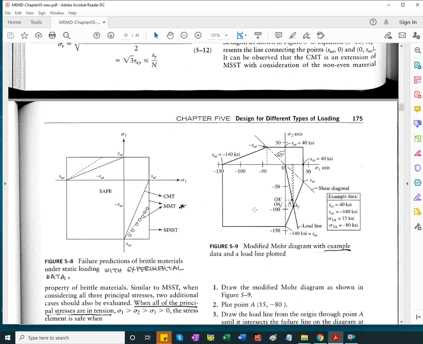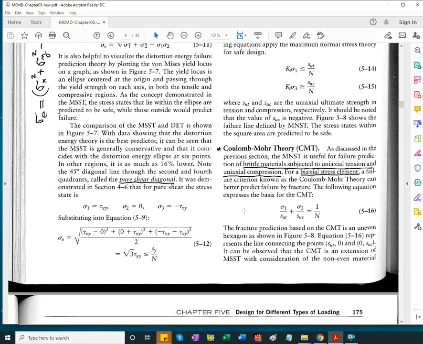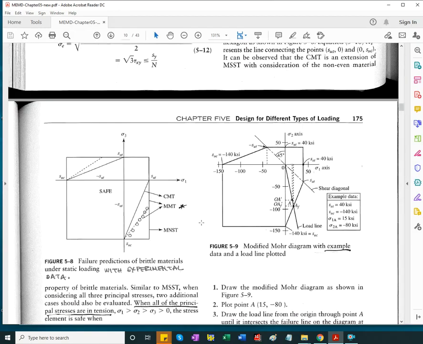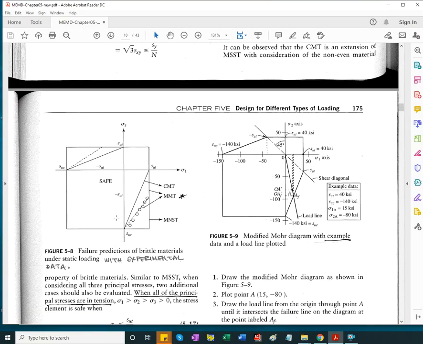The boundary of the maximum normal stress theory in the sigma 1, sigma 3 coordinates is going to be this square, and failure occurs when you have a combination of sigma 1 and sigma 3 that project into this area.